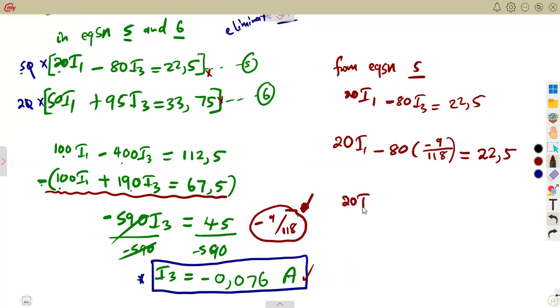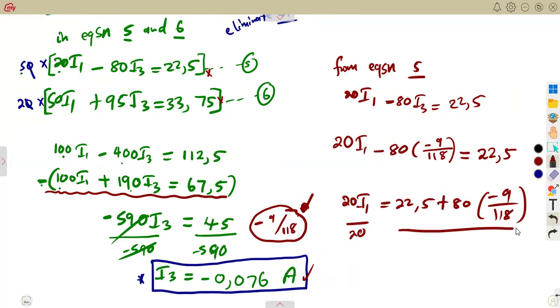Or you can even just transpose to the other side. That will be 22.5 plus 80 into minus 9 over 118. Remember, it was a negative. So once you take it, it will be a positive. So that's positive 80. Since we want to find I1, simply divide by 20 on both sides.